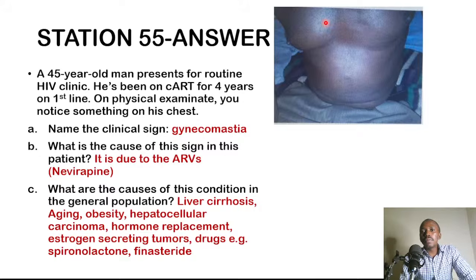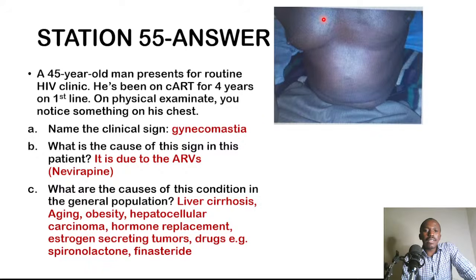So this man here has enlarged breast tissue. This is known as a gynecomastia. You don't call it gynecomastia in females. Gynecomastia is only a term used for males. I should never see you saying a female has gynecomastia. No. Okay. So this is most likely due to the ARV.